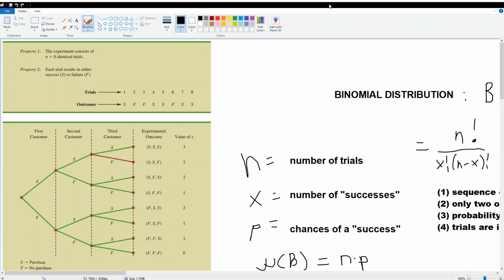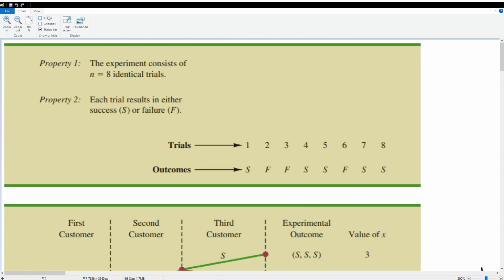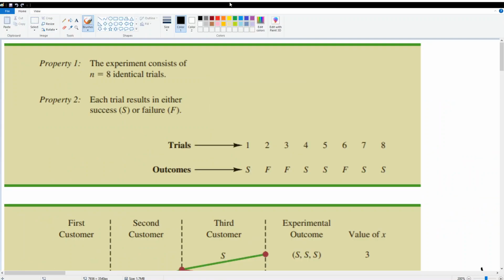So when it comes to the binomial distribution, it's useful to first understand the concepts behind it. When we have binomial trials, they're often referred to as Bernoulli trials. And a Bernoulli trial is one where you have a success or a failure. That's it. Those are your only two options.